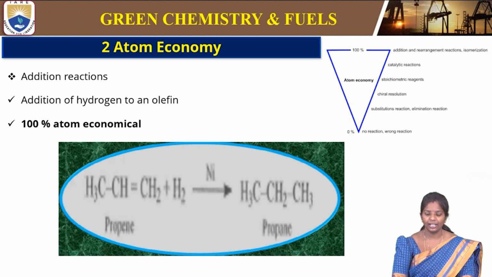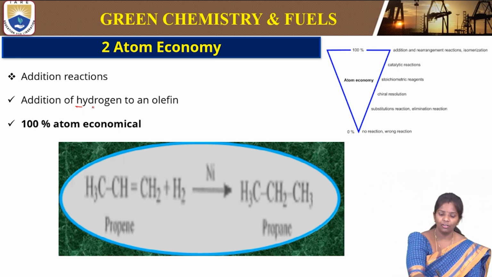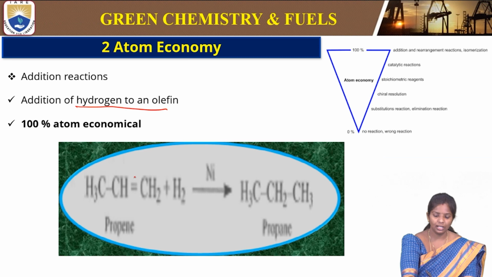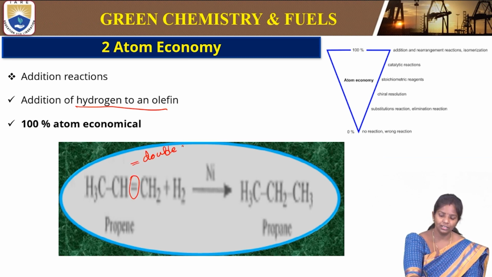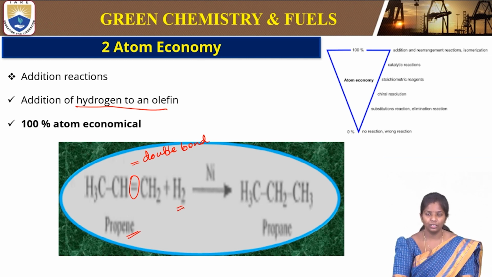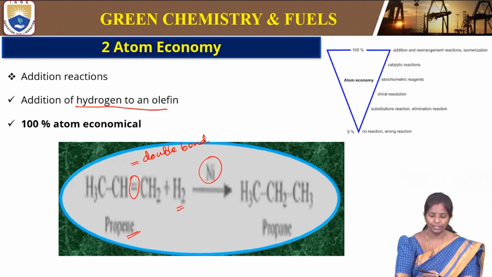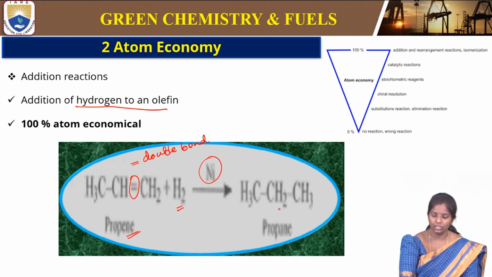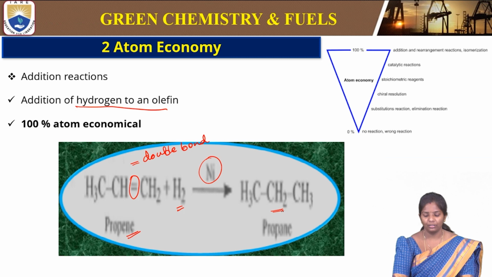Next comes the addition reaction. Here we have addition of hydrogen to an olefin. There is an unsaturation, a double bond, present in this molecule. Propene, with an unsaturation, reacts with hydrogen in the presence of a nickel catalyst, so the catalyst is also used minimally. Hydrogen is added to this double bond, forming propane.